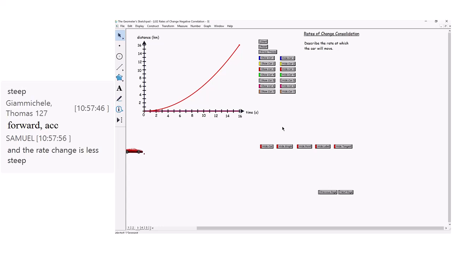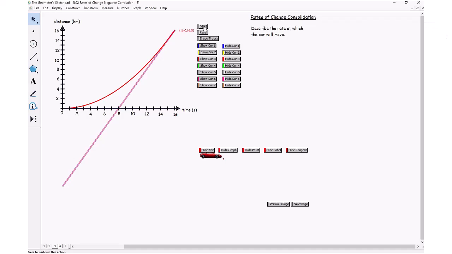All right, so let's see what you're thinking. Forward and acceleration. All right, forward and acceleration is correct. The rate of change, we're not getting less steep, so I'm going to play that so that you can see. Watch the tangent line. See how that tangent line is getting steeper? Just want confirmation on that because some of you thought it was getting less steep. Look at that tangent line, definitely getting more steep.